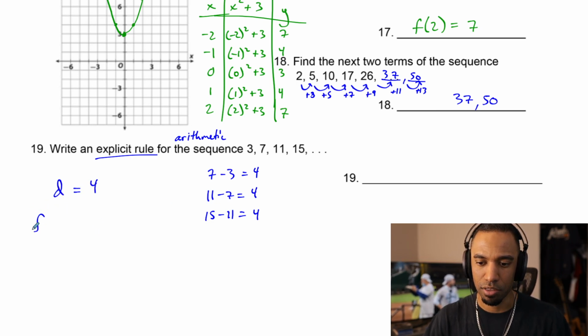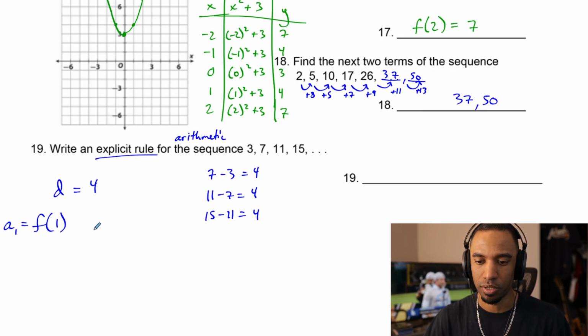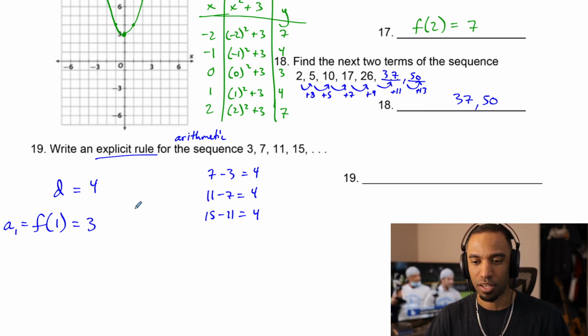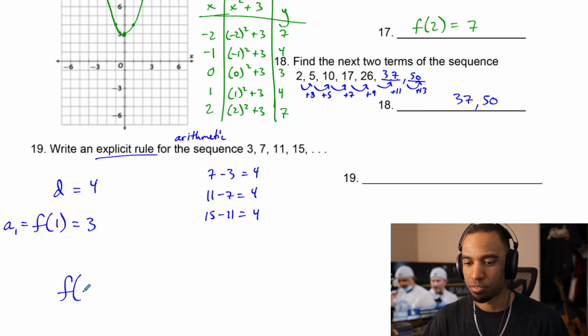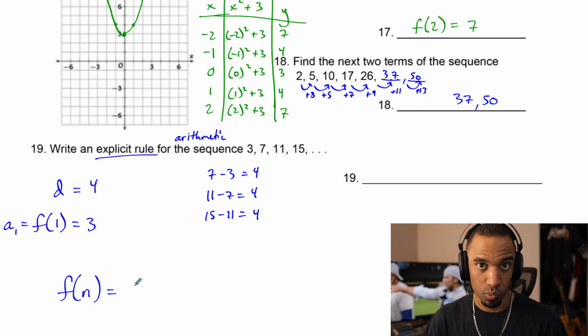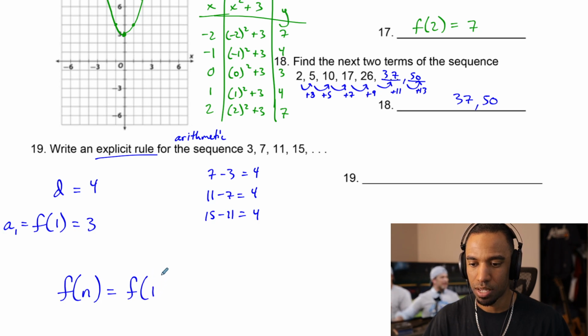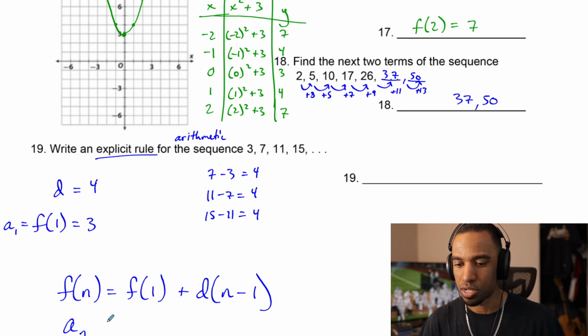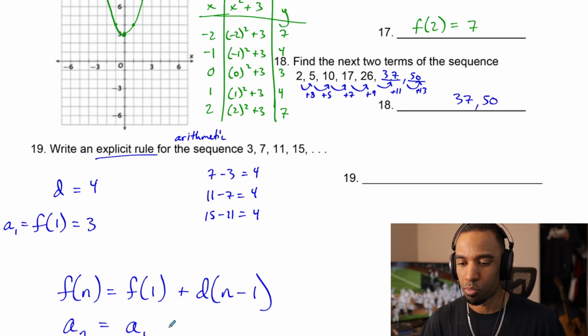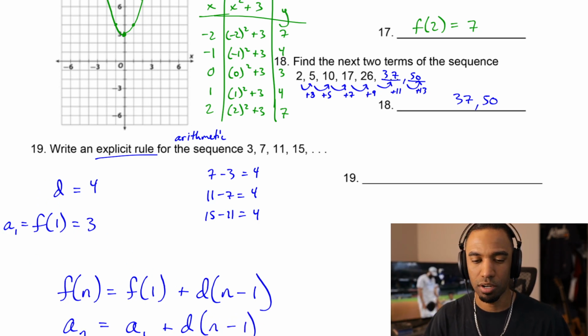You're also going to need the value of the first term here, f of 1. By the way, we can also write that as a sub 1 if you're really interested in doing that. And that first term is 3. So the formula looks like this guy right here. To find the value of term n in explicit rules, it looks like this for arithmetic sequences. Take the value of the first term and add the common difference times n minus 1. Or, of course, in subscript notation, it's a sub n equals a sub 1 plus d times n minus 1. No difference in the two.